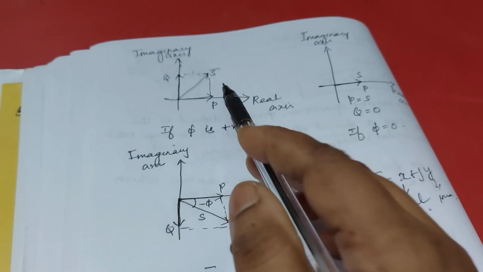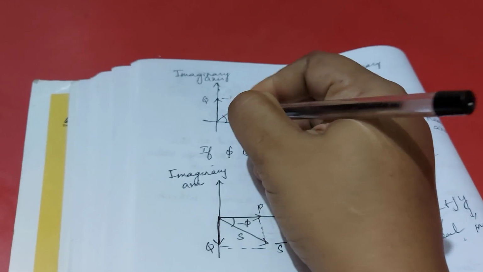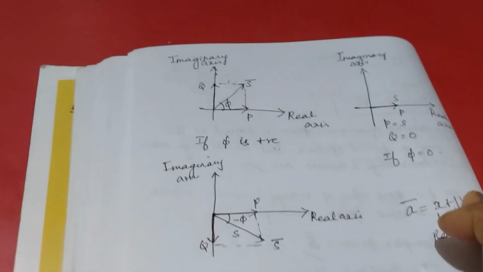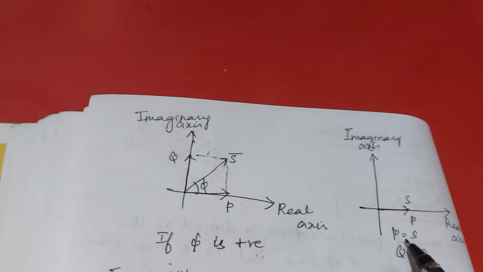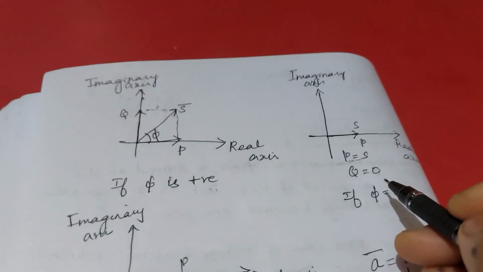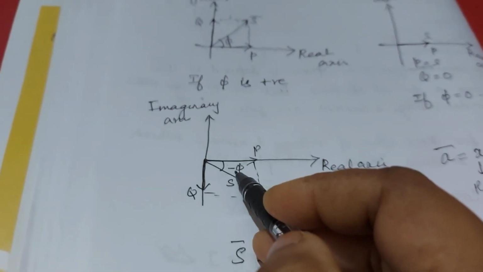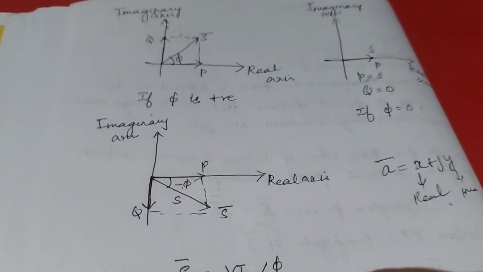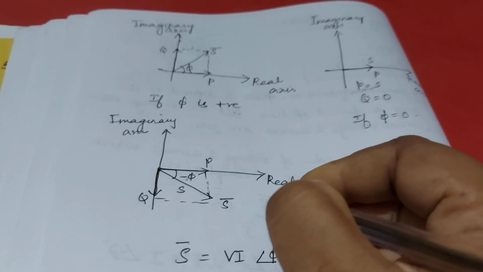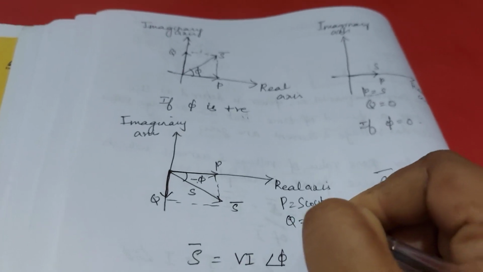The first diagram tells you that if phi is positive, that is, the phase angle between voltage and current is positive, I'll have a triangle like this. And if phi is equal to 0, then my complex power is equal to active power and Q is equal to 0. I will tell you why. Similarly, when you have minus phi, when your phase angle is negative, then you will have P equal to S cos phi and Q equal to minus S sin phi.